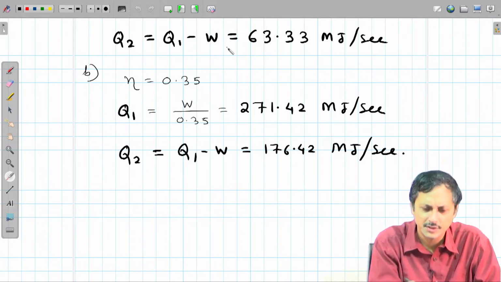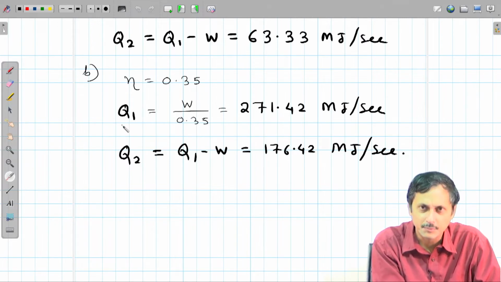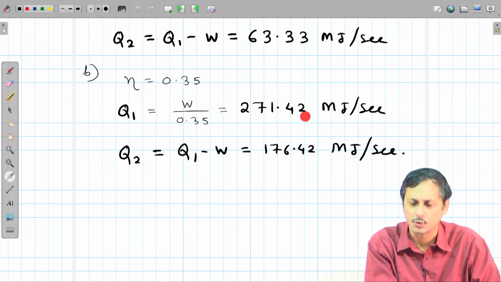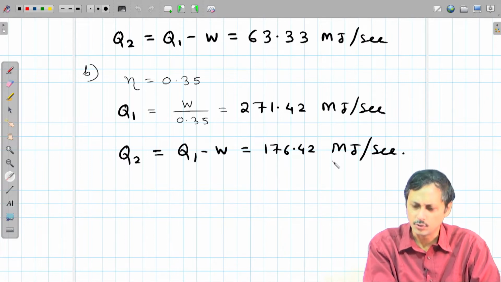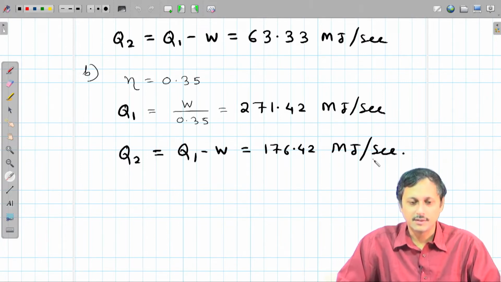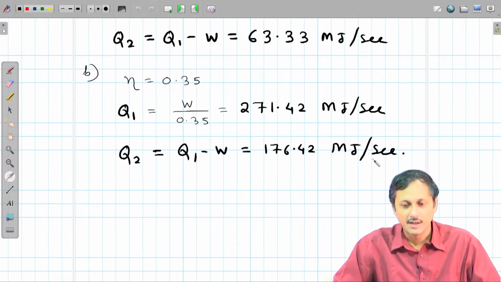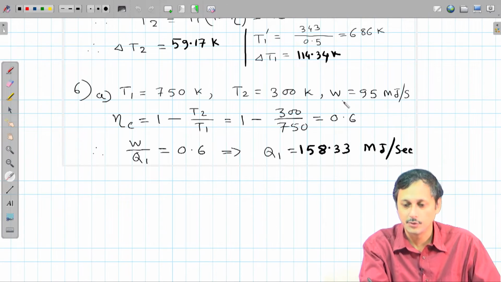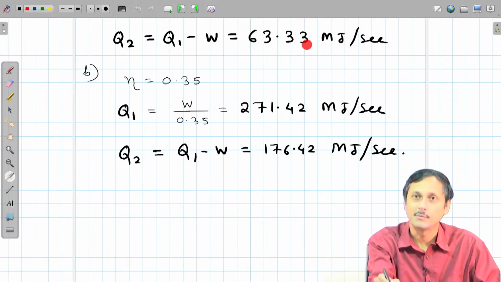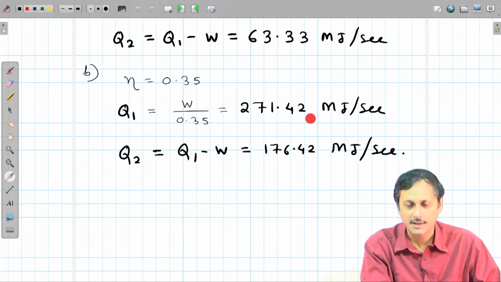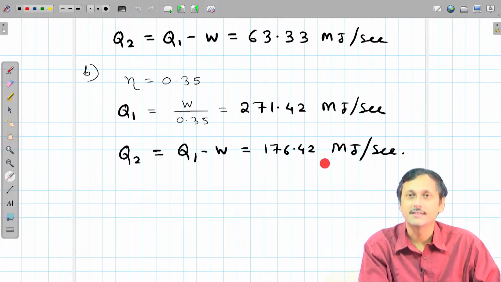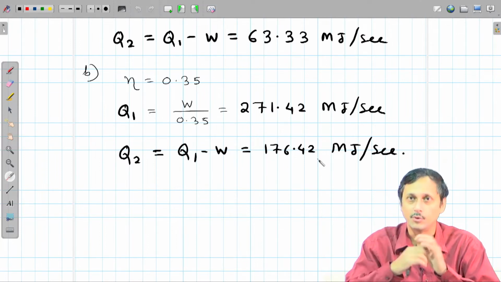Now, in the second case, when the efficiency is 0.35, we can simply use Q1 is equal to W by 0.35, which is 271.42 megajoules per second. So, Q2 will be Q1 minus W, which is 176.42 megajoules per second. Of course, you see the Carnot engine has a much higher efficiency. So, it takes less heat to produce the same work, and it also rejects less heat, whereas the other engine which has a much lower efficiency takes a large amount of heat and also rejects a large amount of heat in order to get the same amount of work.